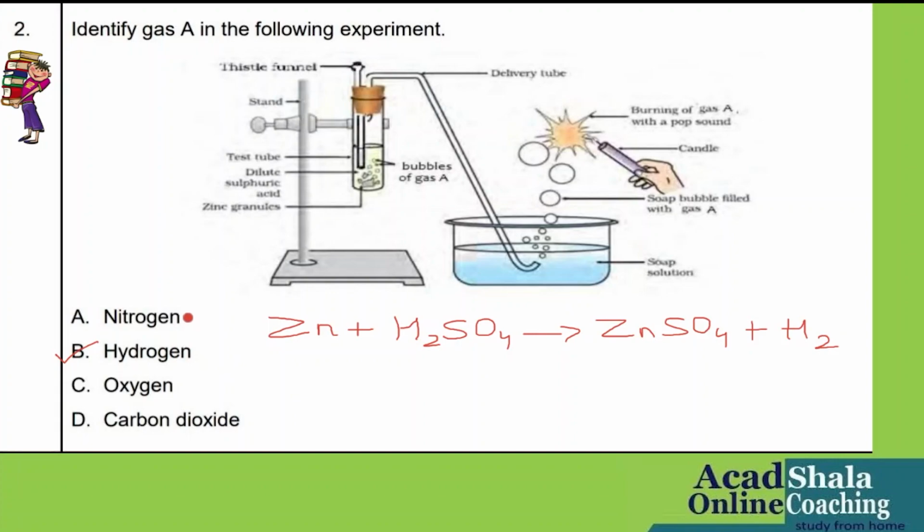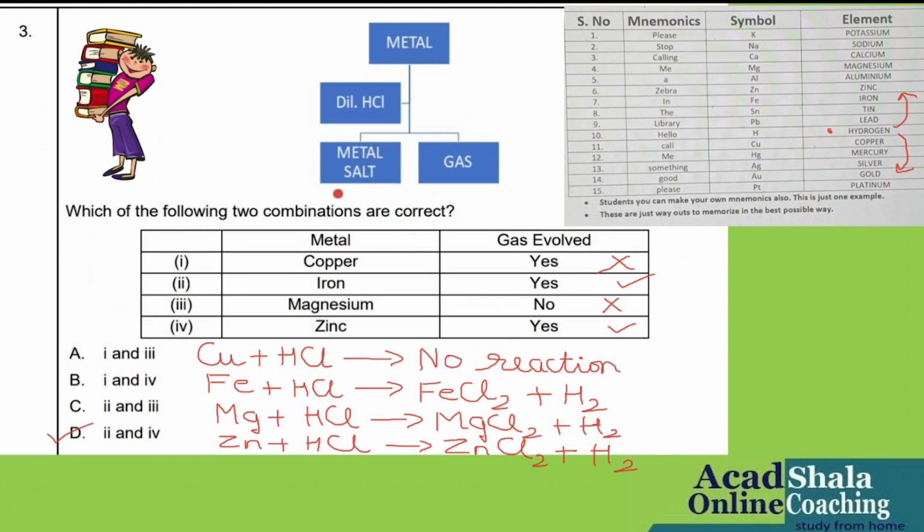Now, according to me, from the four options, which will be the correct option? That is hydrogen. So, I have put a tick mark. So, it's very, very important for the diagrams also. Next question. It says that metal, see, they have shown you this diagram over here, or you can say the graph. See, metal, dilute HCl, gives you metal salt and gas.